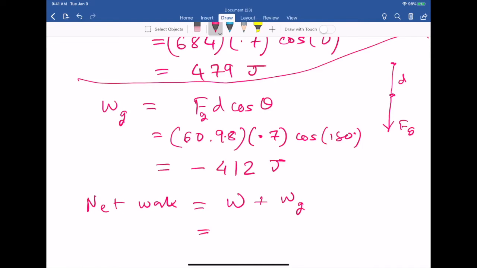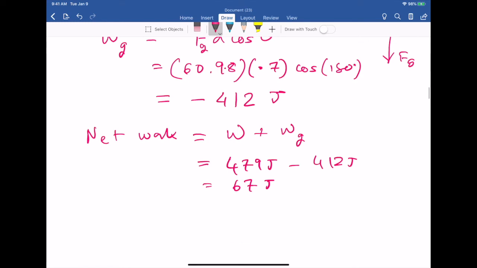So that's the work done by all forces on her. Those are the only two forces on her. So the net work would just be 479 joules minus 412 joules. 479 minus 412 is 67 joules. So the net work is 67 joules, right?